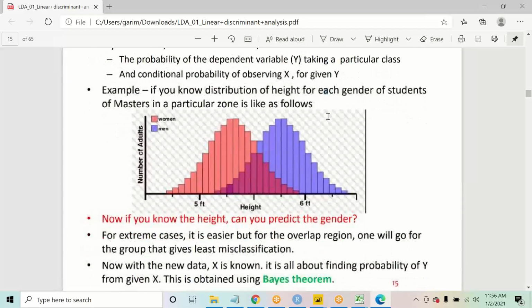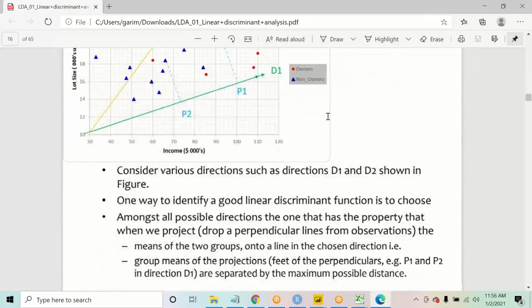Now, this is a small example. I'll come to it in a little bit.